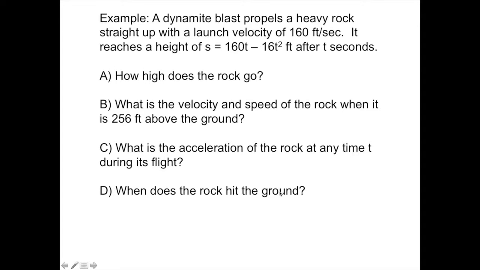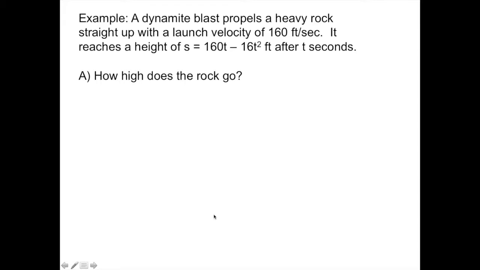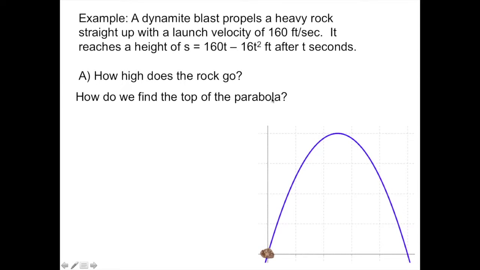So if you think about this blast, it launches a rock upward. Obviously, whatever goes up has to come down. So eventually this rock is going to slow down, stop, and start accelerating downward and hit the ground again. So how high does the rock go? Let's talk about that first. So we're talking about finding the top of the parabola, basically, as this rock is traveling up and coming back down. That's where we want to know how high that rock goes when it starts to come back down again.